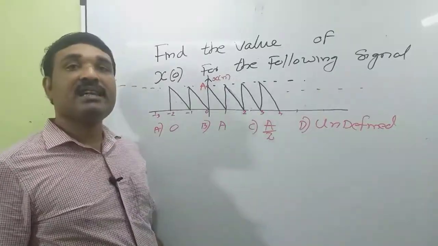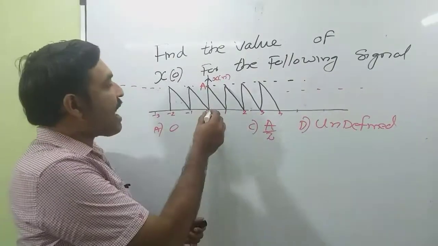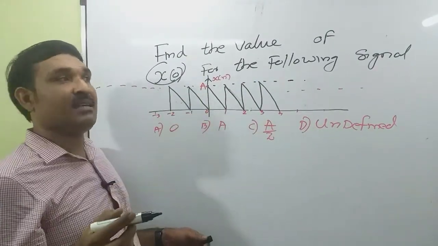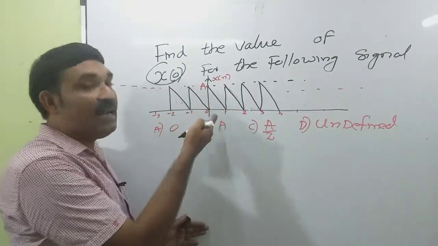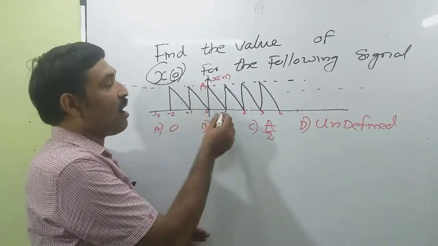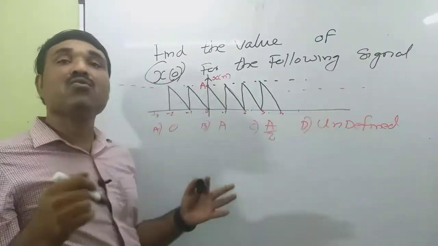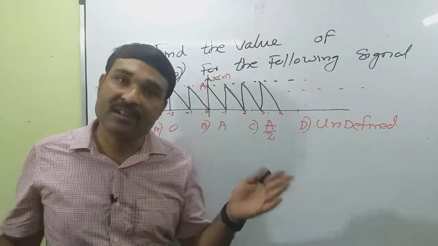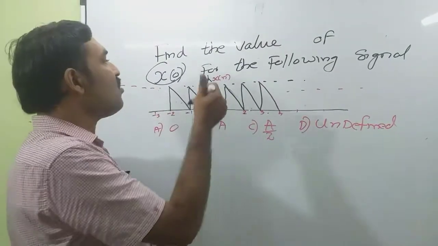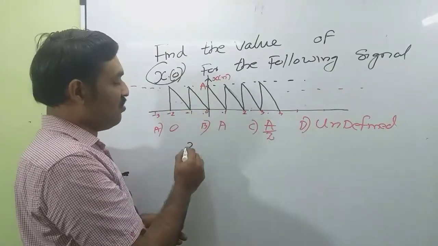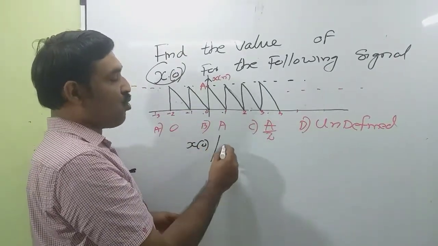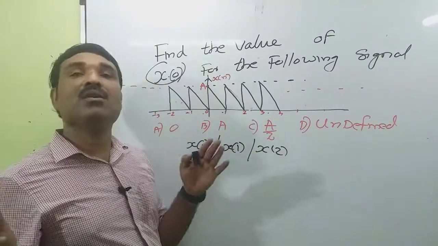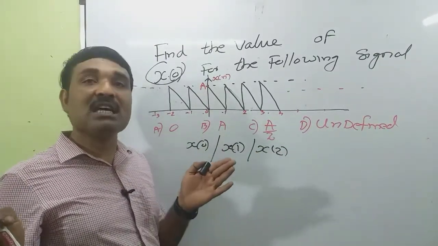Okay. In this question, find the value of x of 0 of the sawtooth signal. Options are given. For all integer values of n, that is 0, 1, 2, 3, 4 or minus 1, minus 2, minus 3, the signal is discontinuous. So the value of the signal at x of 0, x of 1, x of 2, or for any integer, can be obtained by taking the average value.